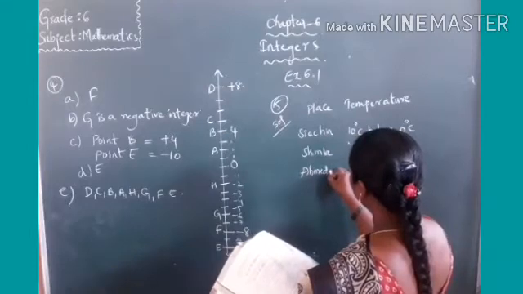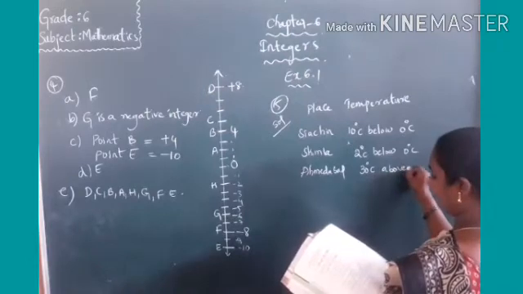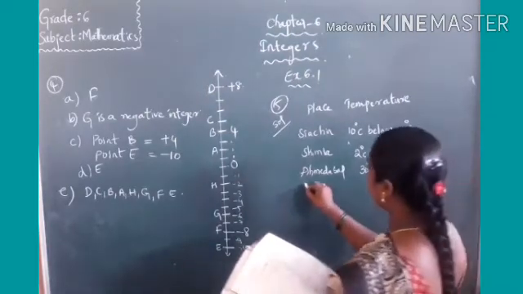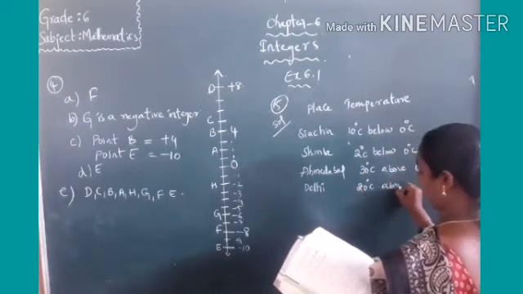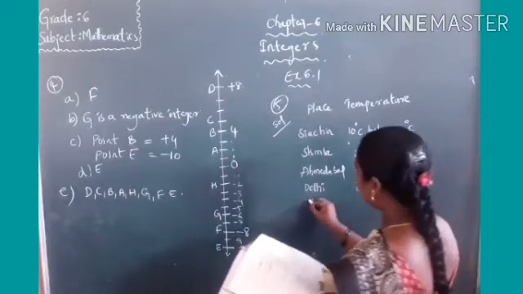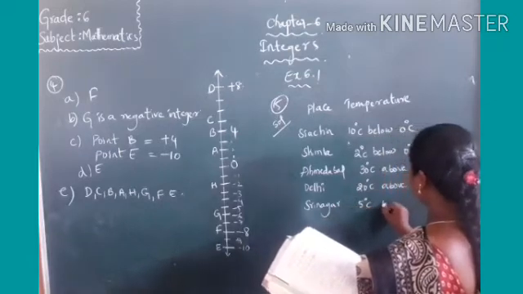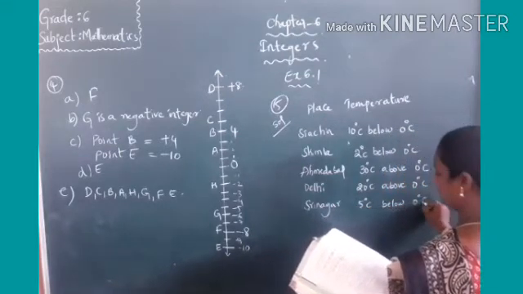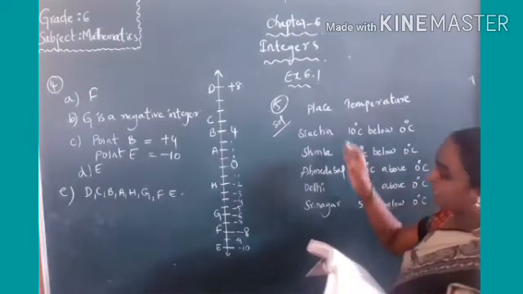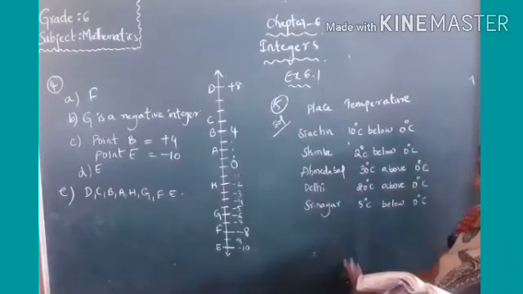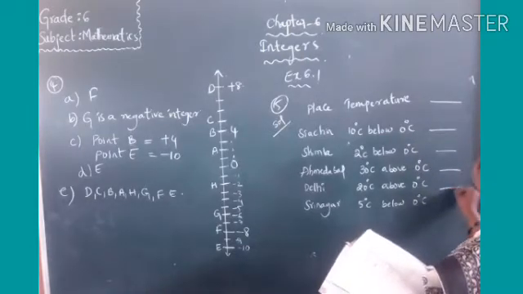Ahmedabad: 30 degrees Celsius above 0 degrees Celsius. Delhi: 20 degrees Celsius above 0 degrees Celsius. Srinagar: 5 degrees Celsius below 0 degrees Celsius. So here is the list of temperatures of 5 places in India on a particular day of the year. We have to write these with the appropriate sign.